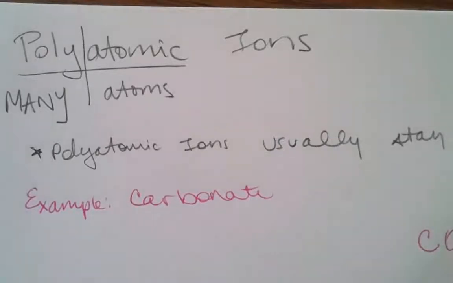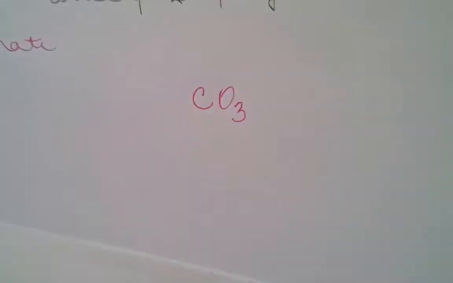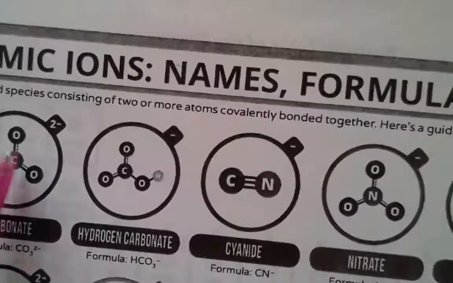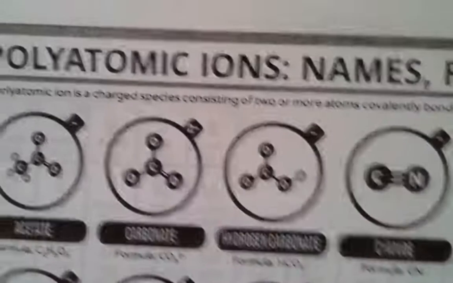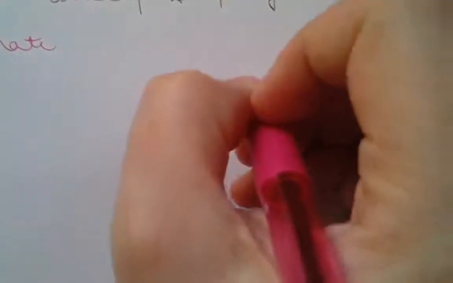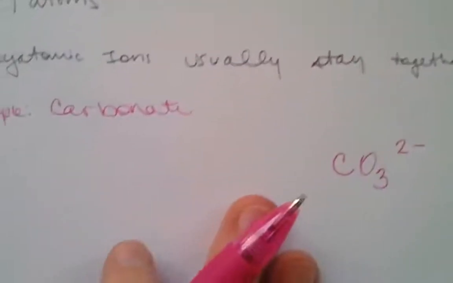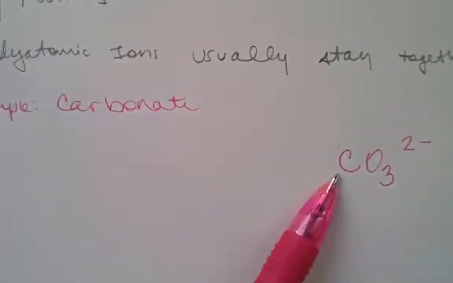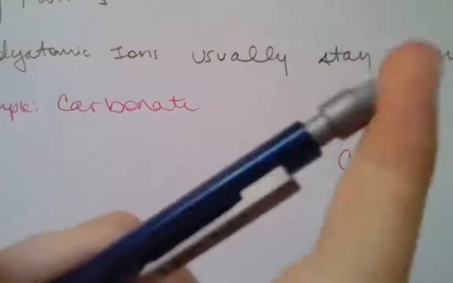Let's draw a picture, although you don't even have to draw the pictures. You just need to know it's 1 carbon, 3 oxygens, and it's got a charge of -2. And that is a carbonate. So carbonate: 1 carbon, 3 oxygens, charge of -2. That's all.